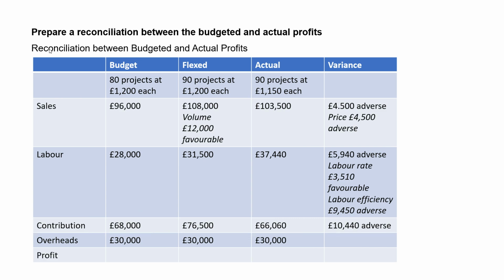So the profit now is your contribution take your overheads. So the budget is 68,000 take away 30,000 gives us 38,000. The flexed is the 76,500 take away 30,000, which is 46,500. And the actual is 66,060 take away 30,000, which gives us 36,060. And then the overall variance there is, again, £10,440 adverse. Now those figures, the budget of 38,000 and the actual of 36,060, now match the figures in the original question. So that's our flex budget there for us.